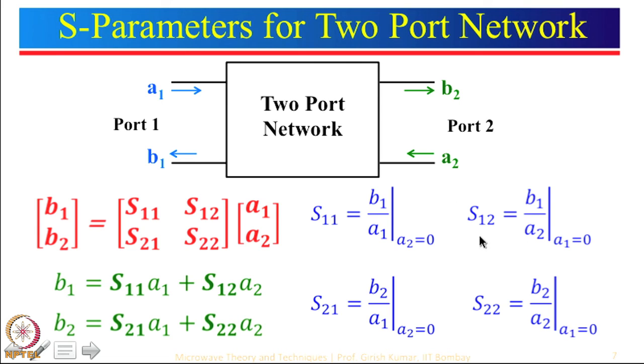But if you look at S12, what is S12? That is B1 divided by A2 provided A1 is equal to 0. That means if input is given at port 2, which is A2, then what is the wave going towards port 1? In this particular case, if the input is at port 2, then B1 becomes the transmitted wave. So, B1 divided by A2. In the next lecture, we are going to talk in more detail about S parameters, how these reflection coefficients and transmission coefficients are defined.